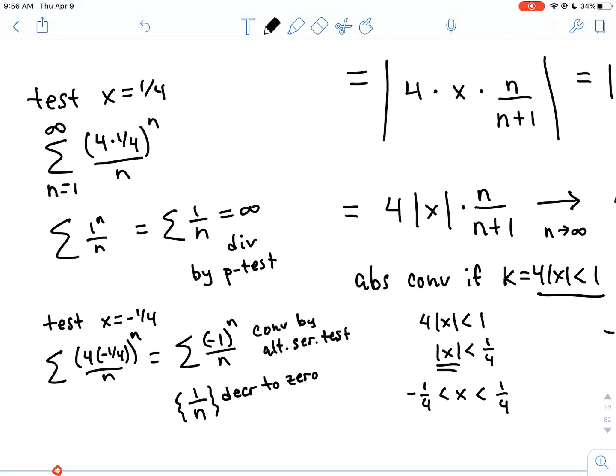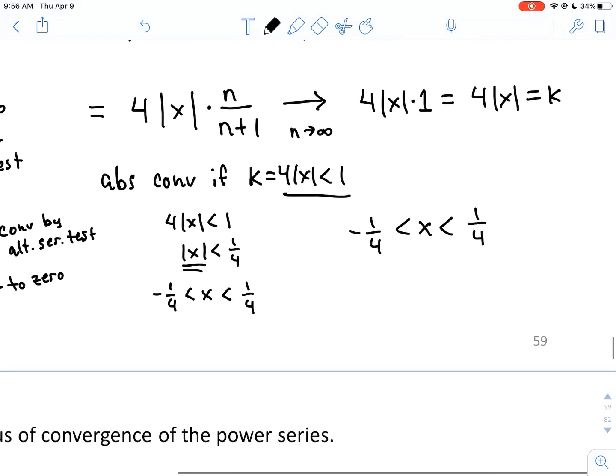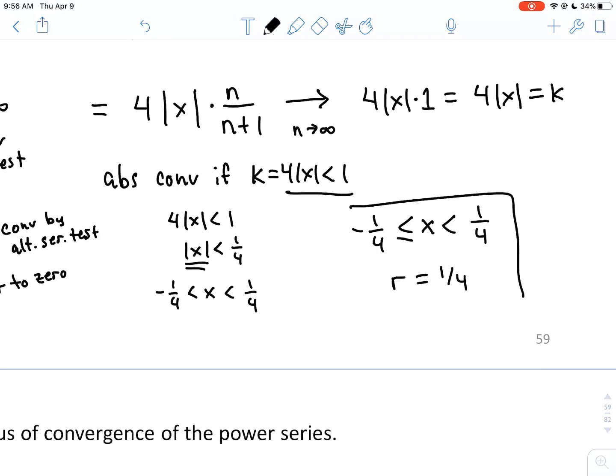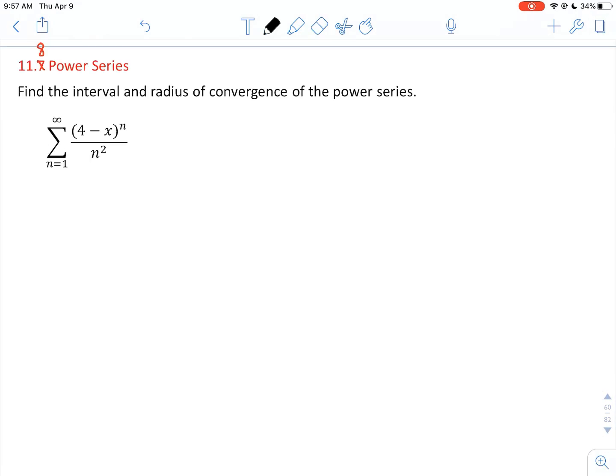So I want to exclude positive 1/4, but I want to include negative 1/4. That's my final interval of convergence, and the radius of convergence is 1/4 in this case. All right, I'll go a little bit more quickly this time.